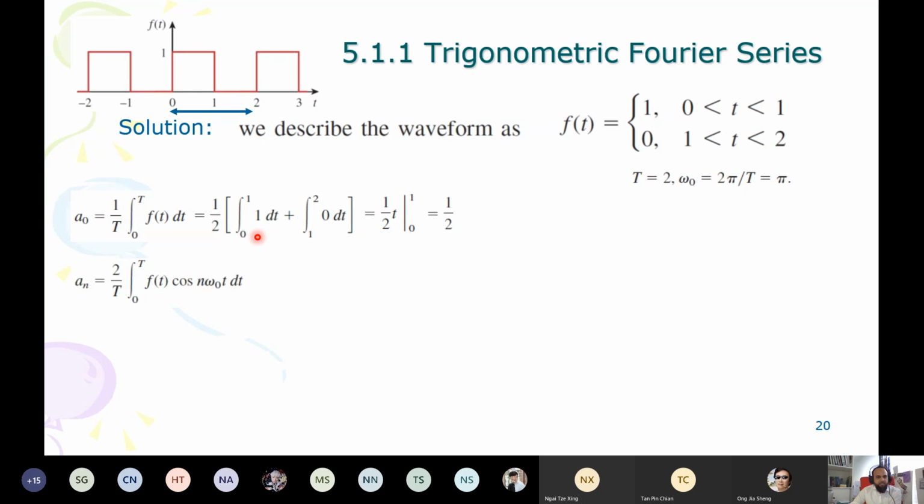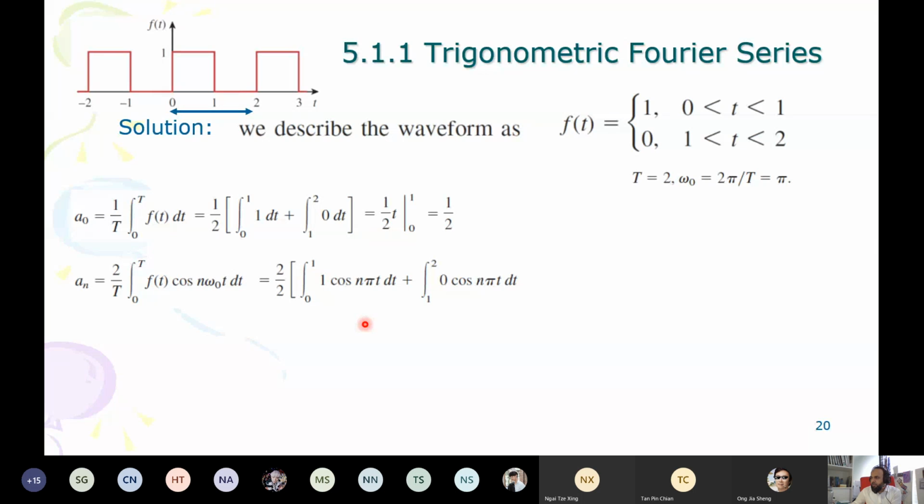Similarly, a n, this is the formula. We have to multiply cos n omega naught t, and when we integrate again, we can split it into two, from 0 to 1 and 1 to 2, just like that. From 0 to 1 is 1, from 1 to 2 is 0, so this will be just 0. There should be a bracket here.